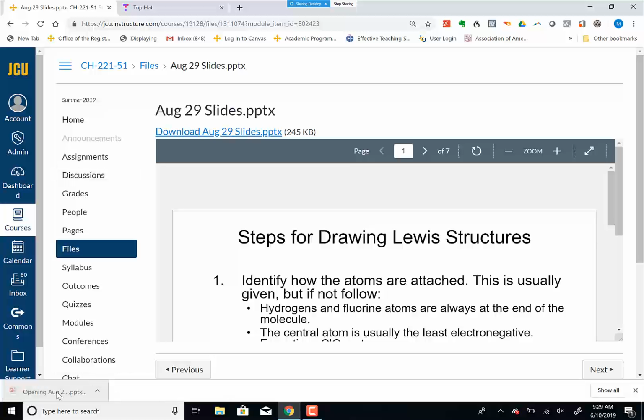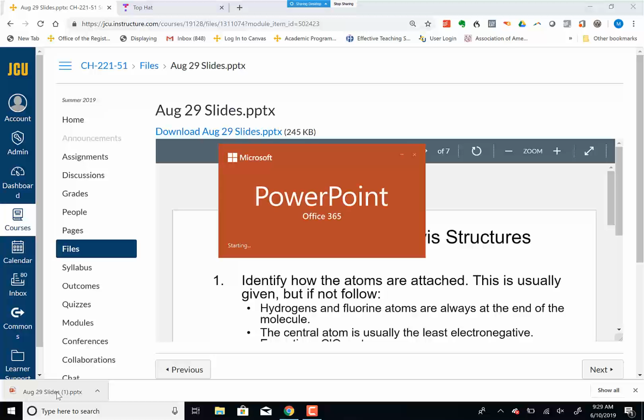Okay, so the general chemistry that's important for organic. The first thing we start with is Lewis dot structures.